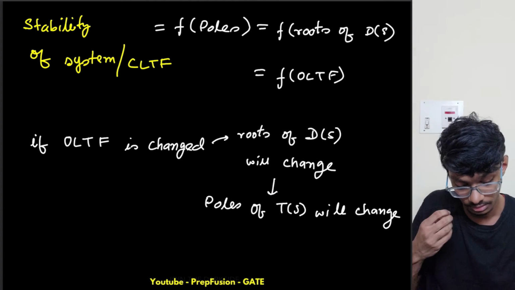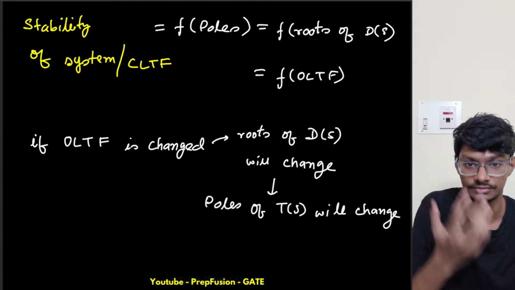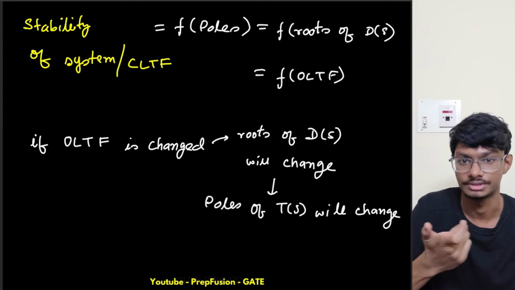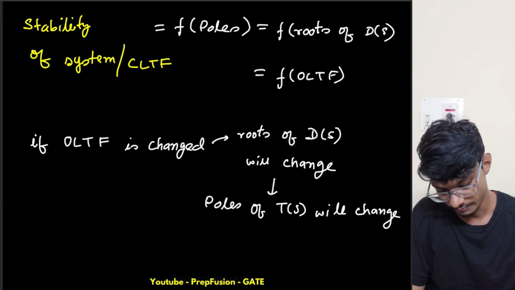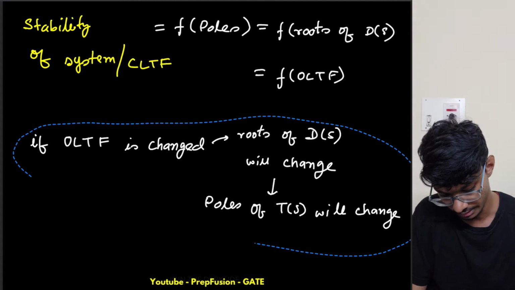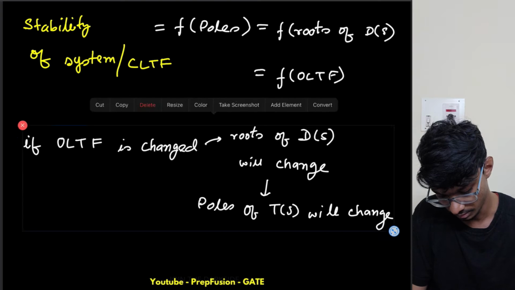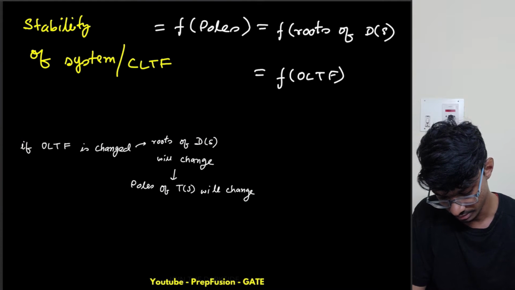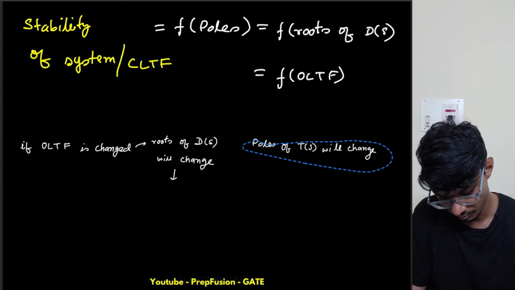And if poles change, then the stability of the transfer function changes and the performance of the transfer function will change also. Okay, I don't have enough space. Let me write it down a bit smaller, and in different colors. Yeah, if this changes, then the poles will change.